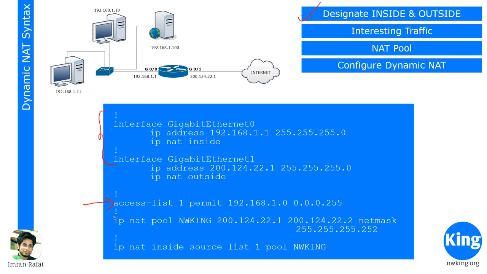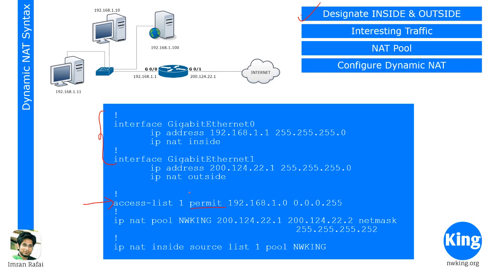Let's say we want to translate only some devices, so we can make use of an access list and do an access list permit, right? We're not permitting or denying traffic here, but we're telling that these are the interesting traffic. So that's another term, interesting traffic. Interesting traffic is the traffic that we want to translate, right? Interesting traffic is a term that is used for a lot of things.